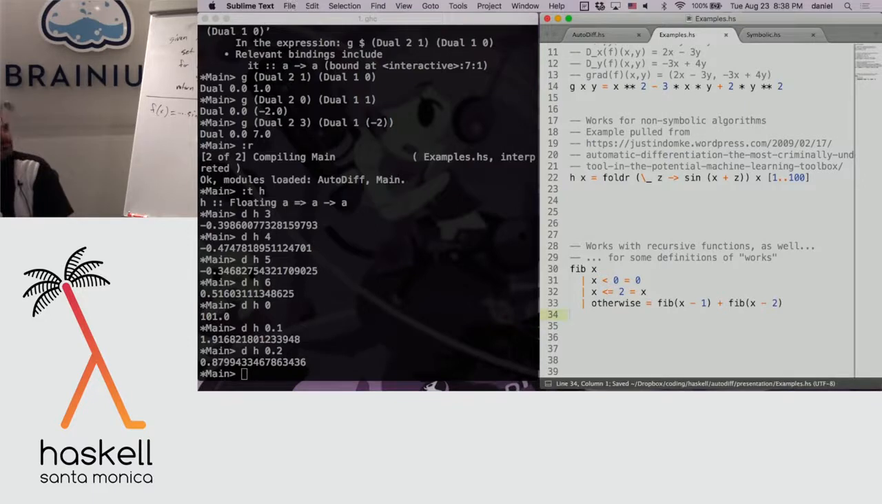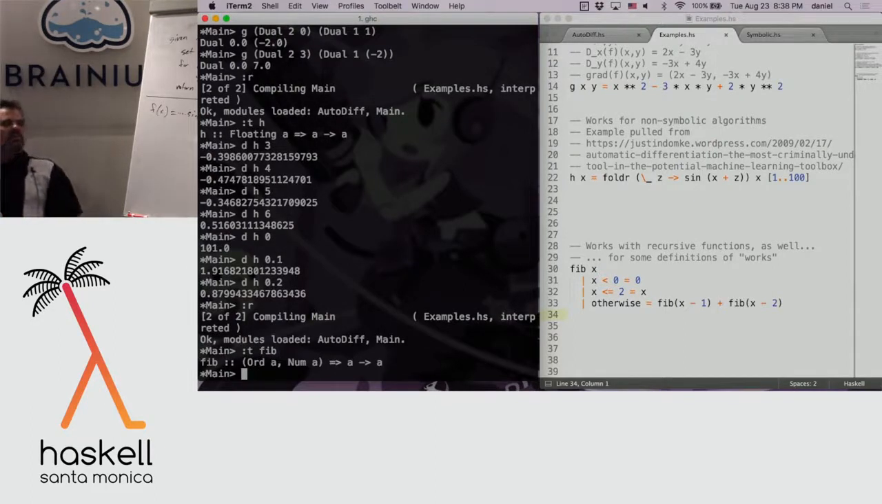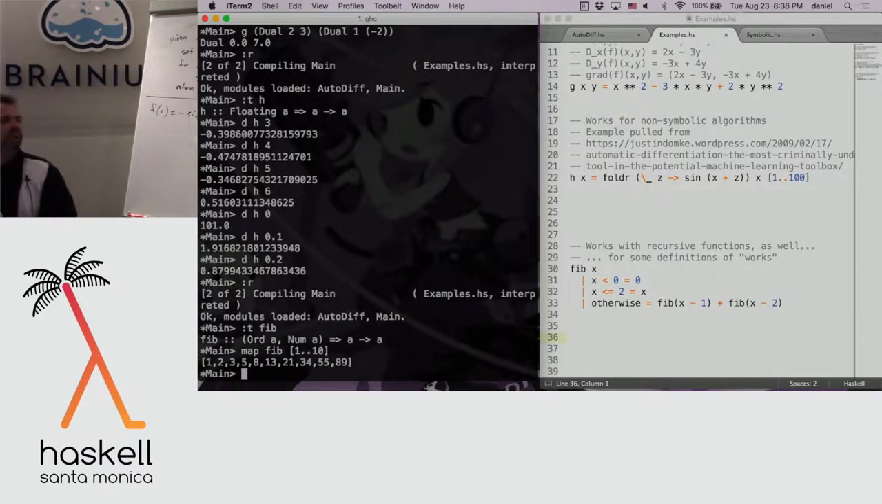So let's look at that. Okay. Is everything loaded? Let's look at the type of fib. So Ord a, that's why I have Ord in there, because of this. Anyway, a to a. And let's actually map fib over 0 to 10. So we get, okay, it doesn't start out right. It should be 1, 1, 2, 3. But eventually we start getting the Fibonacci numbers from this.